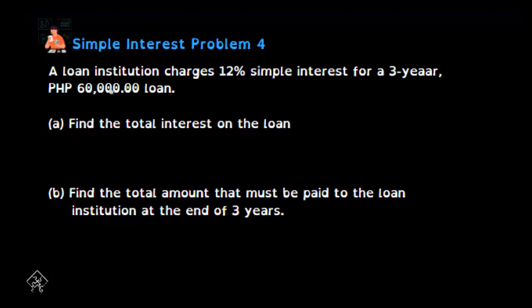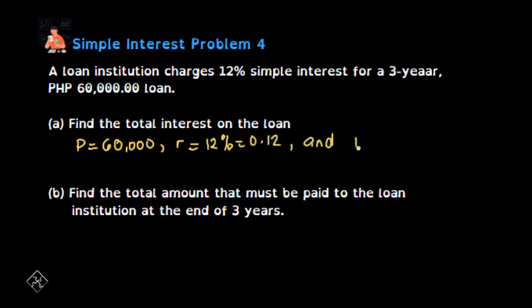Okay, so here we have P. P is 60,000. That is the principal amount. The rate would be 12% or 0.12. And the time is 3 years. Okay? So when we use this formula, ang hinahanap na naman is total interest.